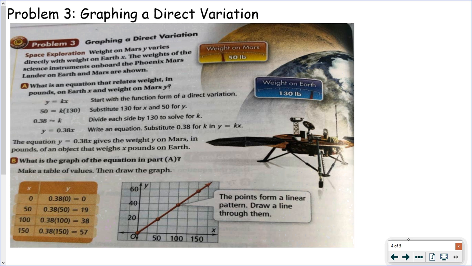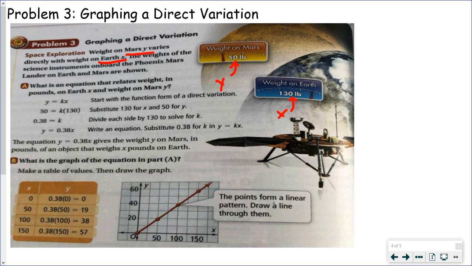All right, so let's talk about what the graphs of direct variations look like, because the graphs of direct variations have some characteristics in common, and we want to know what those are. We've got this word problem here, and it says the weight on Mars, y, varies directly with the weight on Earth, x. The weight of the science instruments on board the Phoenix Mars lander on Earth and Mars are shown. So here's the weight on Mars. Keep in mind, this is a y value because weight on Mars is y, and this is an x value because the weight on Earth is represented by x.